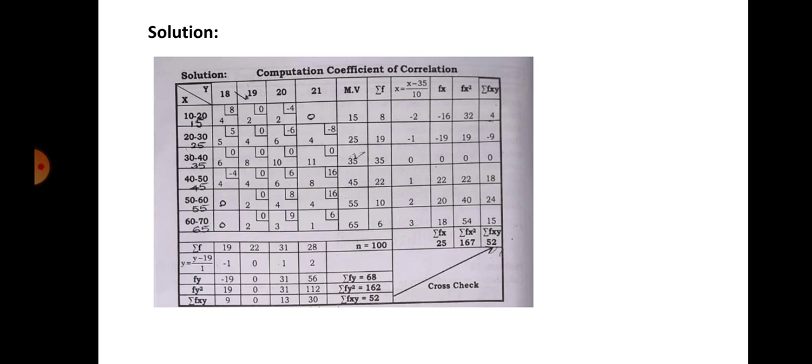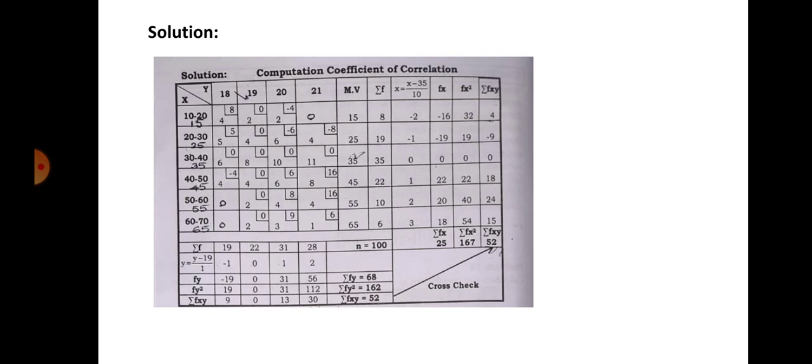Now for fx, you have to multiply the adjacent columns. 8 into minus 2 is minus 16. 19 into minus 1 is minus 19. 35 into 0 is 0. 22 into 1 is 22. 10 into 2 is 20. 6 into 3 is 18. Now addition, using a calculator, start from the last: 18 plus 20 plus 22 minus 19 minus 16, which is 25.